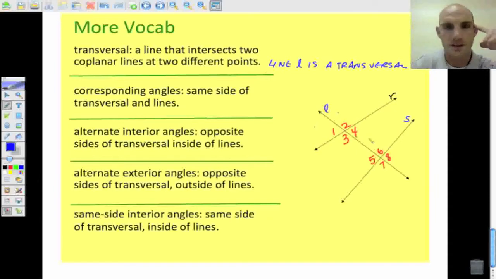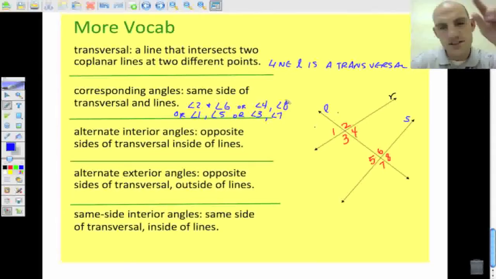So I've got my choice of 2, 4, 6, and 8. So I've got to be on the same side of the line, same side of the transversal. So angle 2 and angle 6. Or I could say angle 4, angle 8. Or I could say the other side of the transversal, angle 1 and angle 5. Or angle 3 and angle 7. Okay, so you see how this kind of works. They're on the same side, so they're in the same relative position. So this one's here and this one's here. Okay, so you see how that works.